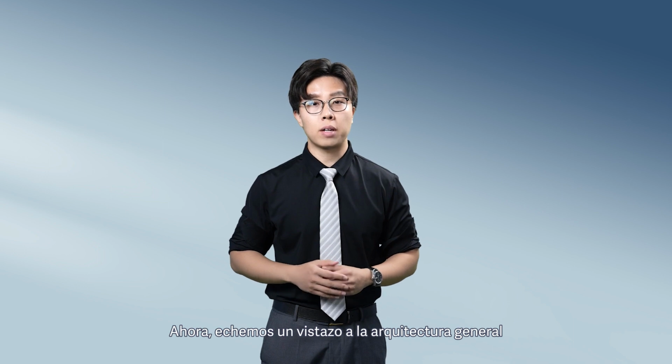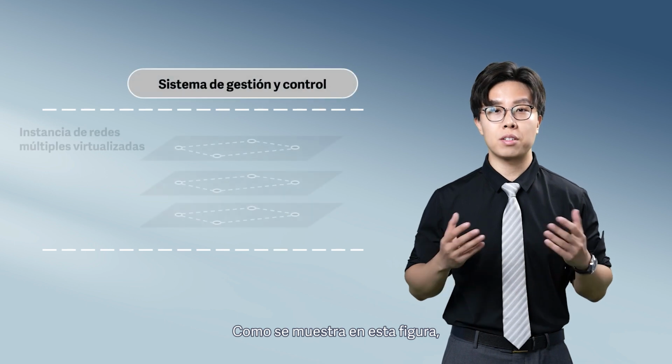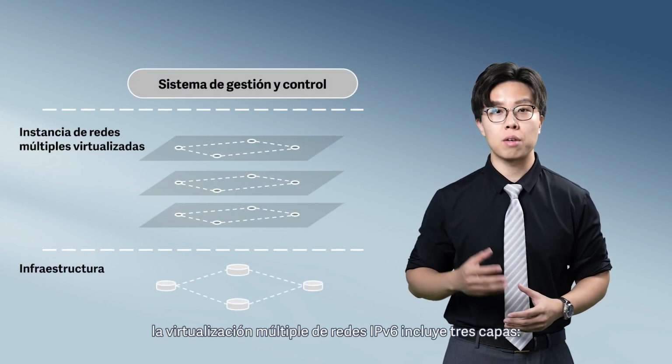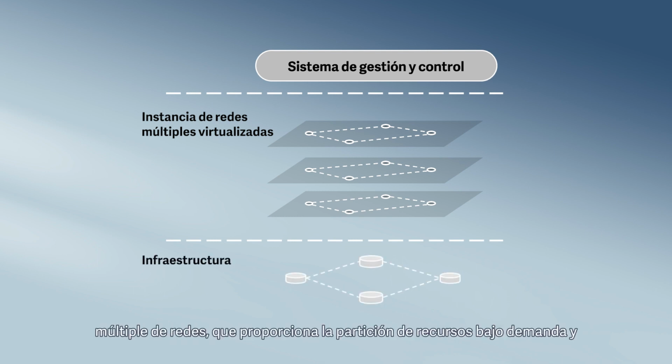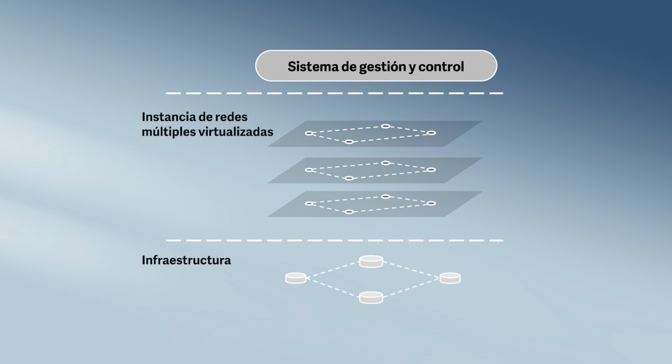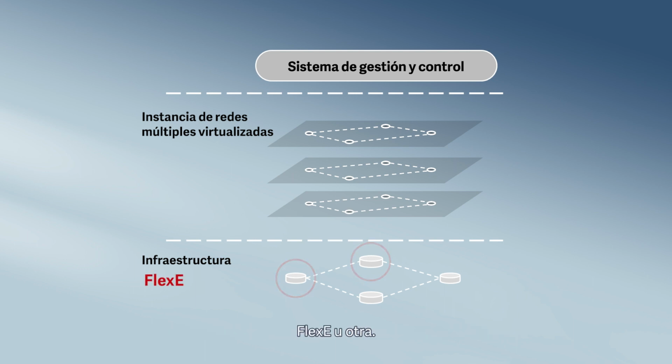Now, let's look at the overall architecture of IPv6 network slicing. As shown in this figure, IPv6 network slicing consists of three layers. At the bottom is the network slicing infrastructure layer, which provides on-demand resource partition and isolation capabilities for network slicing. At this layer, we need to partition the node resources and link resources required by network slices so that these slices are isolated in resources. The resource partition technology can be FlexE or another one.